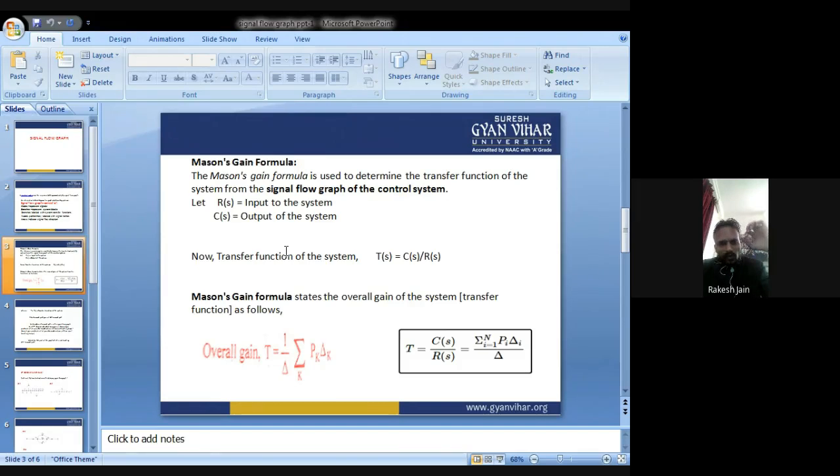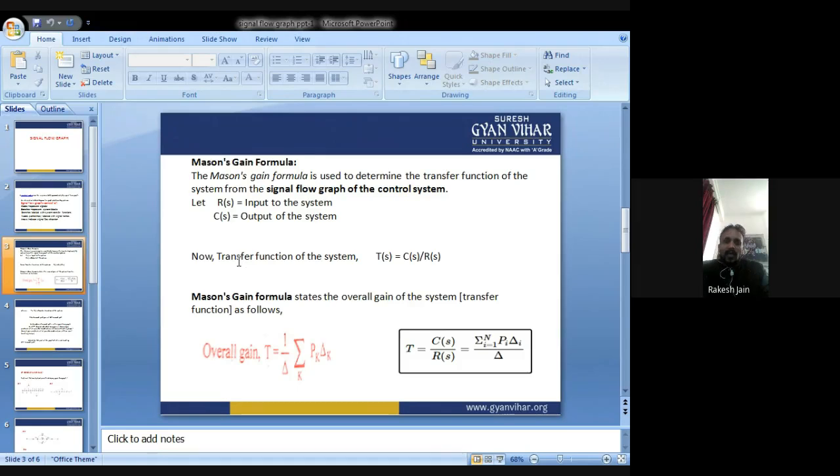Loop means once you start from a node, you will again reach that node without repeating any branch or any node. We can say in a simplified manner, it is a closed path without repetition. So first of all, in step number 4, you have to find out the different loops, and there you have to write down the loop gain, right? And then you have to see what del 1, del 2, and so on are.